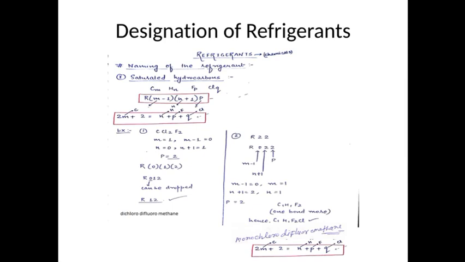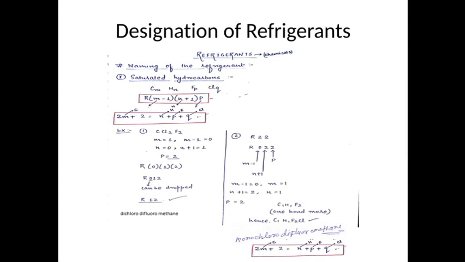We put these values in the equation R (m minus 1)(n plus 1)p. R (m minus 1) becomes 0, so R0, n plus 1 we found to be 1, and p equal to 2. So the formula becomes R012. The 0 can be dropped because it has no meaning here. So R12. This is how we can designate the refrigerant. So this name will be difluoromethane.